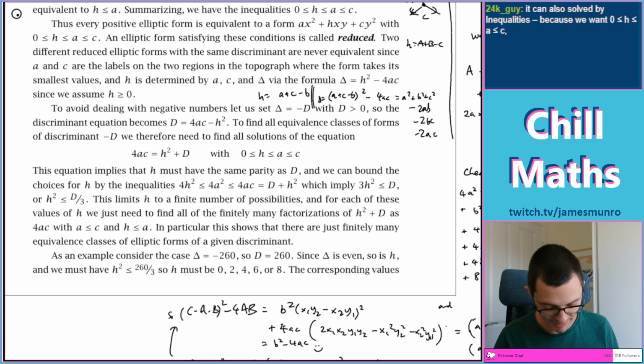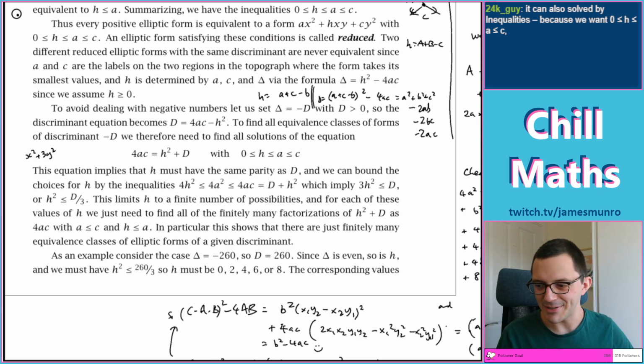Good. It looks like I'm about to discover the quadratic forms x squared plus 3y squared, which is nice. That's got discriminant 12, minus 12. Mixing up my minus signs again. Yeah.